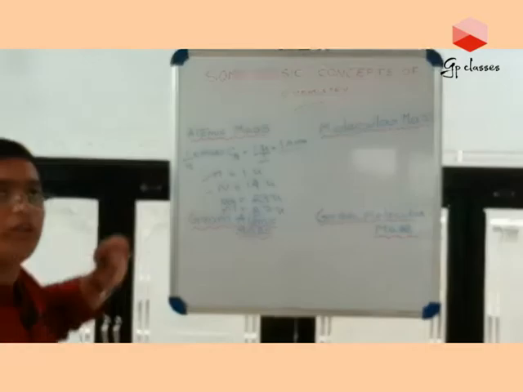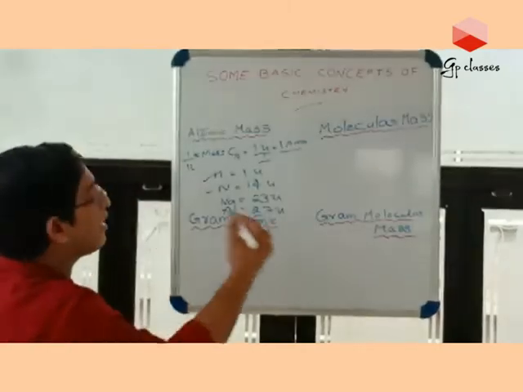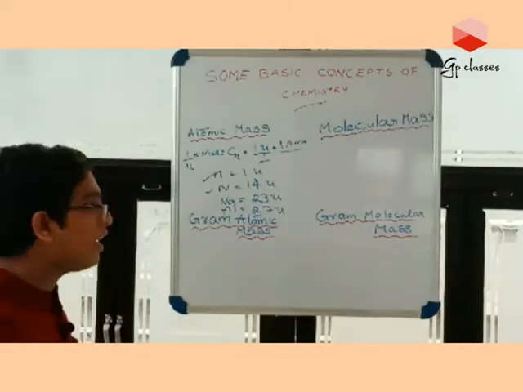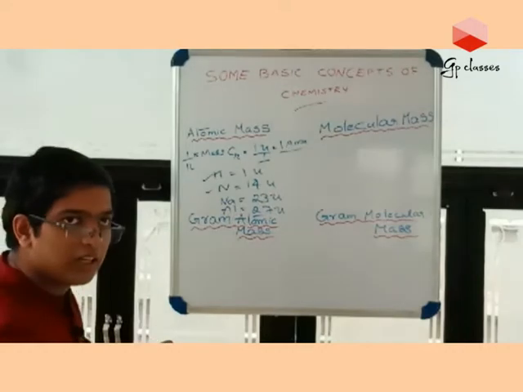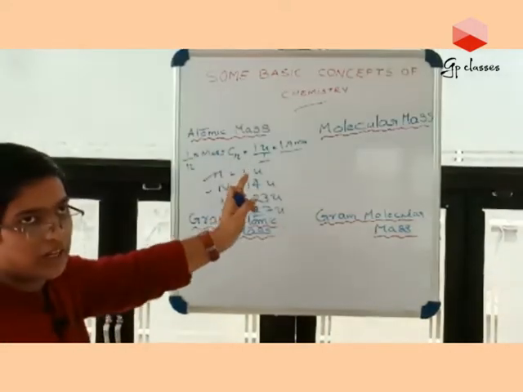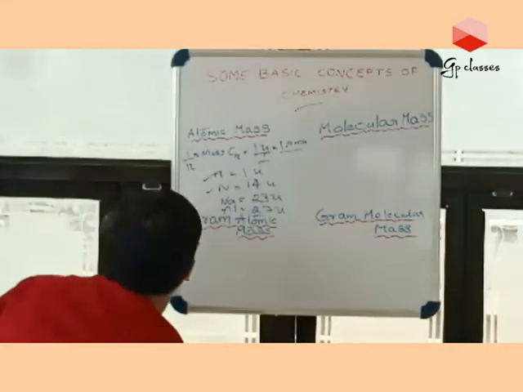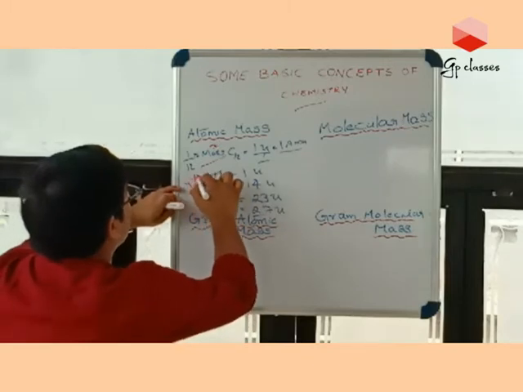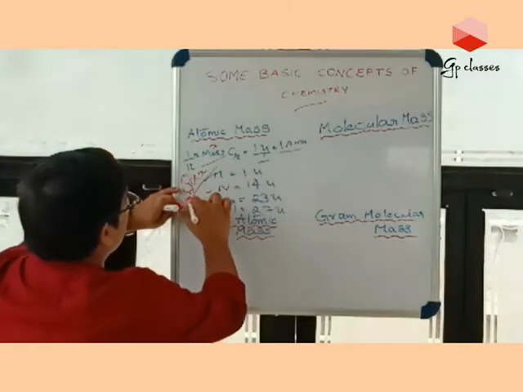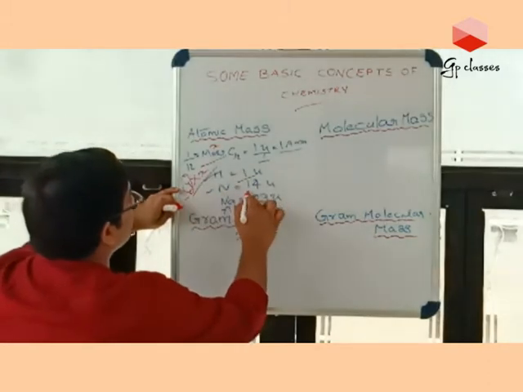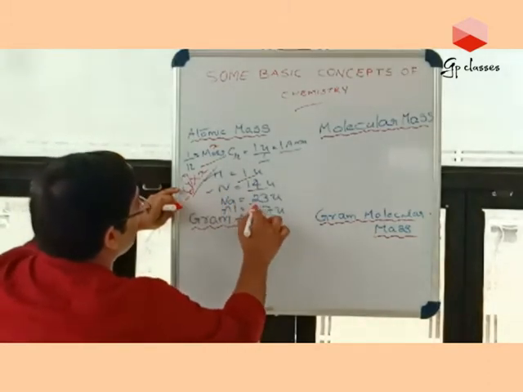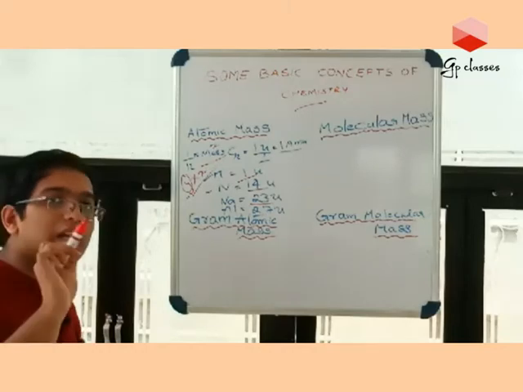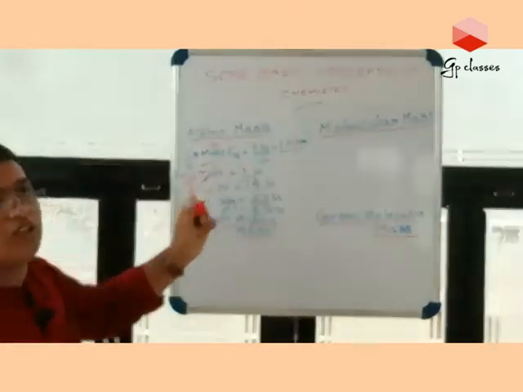So how can we define atomic mass? Atomic mass is the factor by which an atom is heavier than 1/12 the mass of carbon 12. Let 1/12 the mass of carbon 12 be X and the factor be Y. So the mass is Y into X. Y is 1 in case of hydrogen, Y is 14 in case of nitrogen, Y is 23 in case of sodium. So atomic mass is the factor by which an atom is heavier than 1/12 the mass of carbon 12.